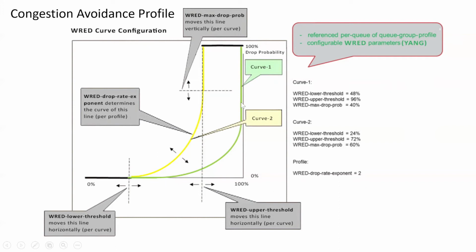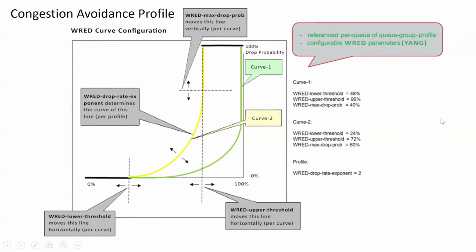So I told you that we have green traffic and we've got yellow traffic, right? The green traffic, we're pretty much guaranteeing that we're forwarding, and the yellow traffic is eligible for discard. So here we've got two curves. We've got one curve for the green traffic, one curve for the yellow traffic.